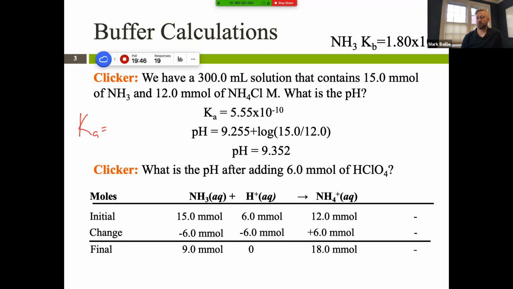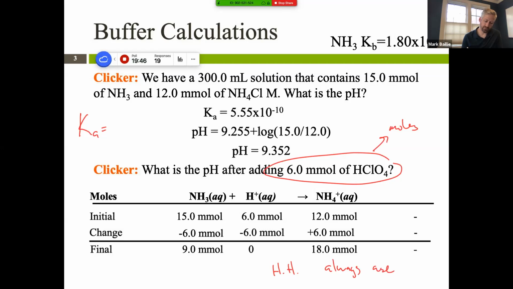In order to do the limiting reagent component of a problem like this, you have to use moles. And a lot of times it gives you molarity, so you have to convert to moles. In a table like this and using Henderson-Hasselbalch, you can always use moles every time you use the equation.